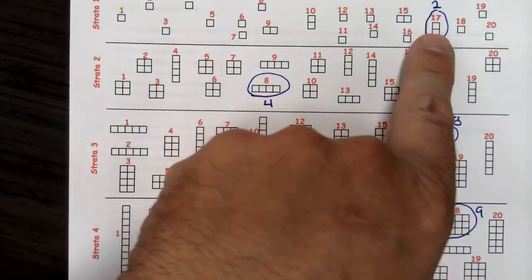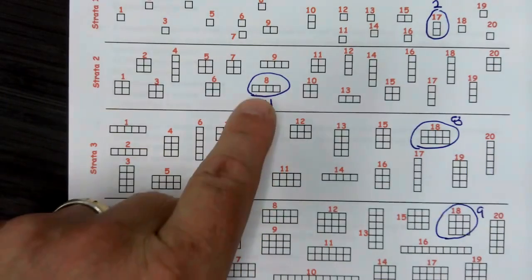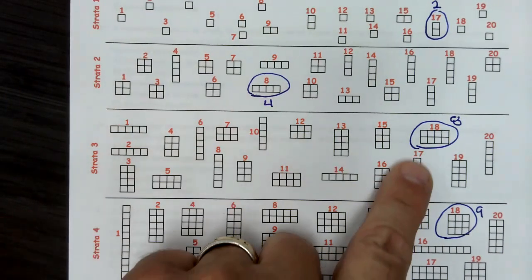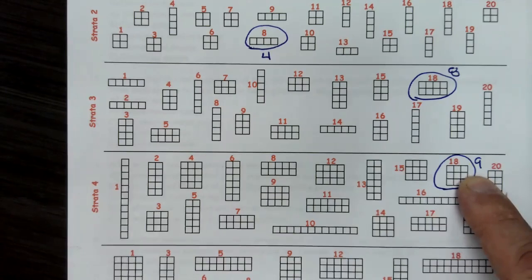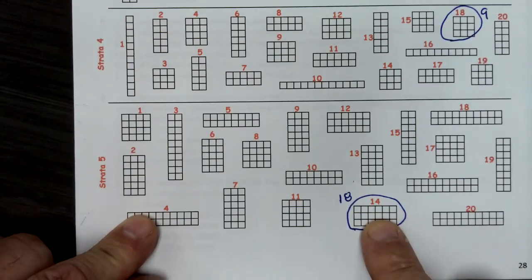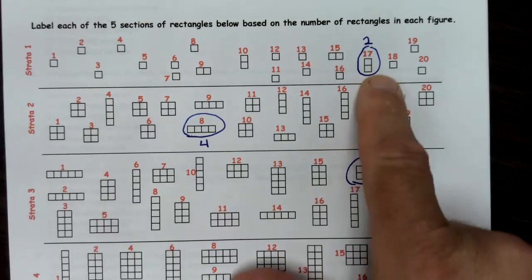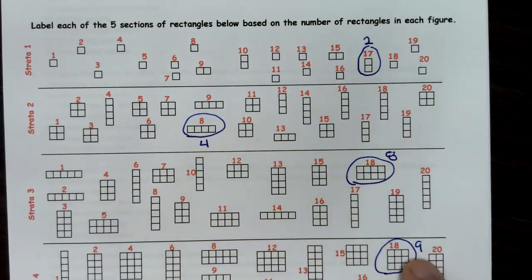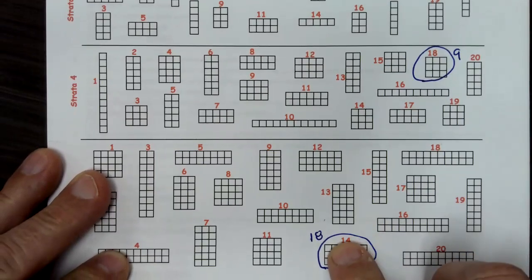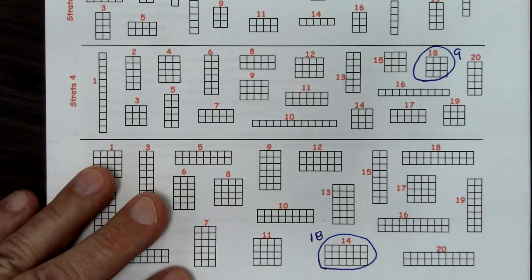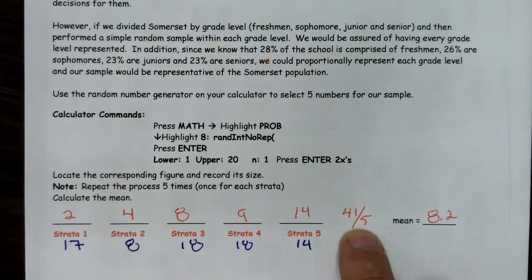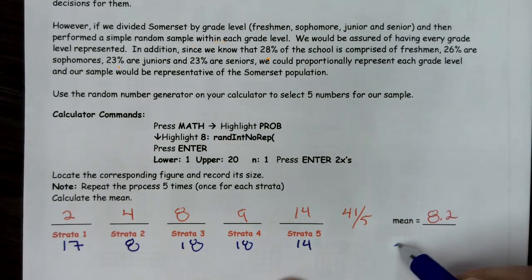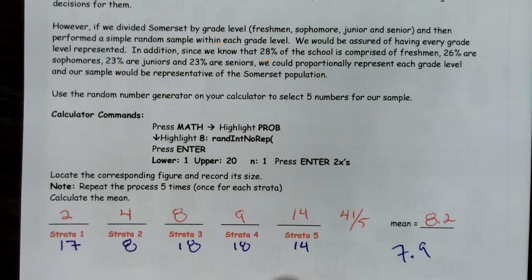And I got a value. In this case, I got 17. Then I did it again and I got number 8. Then I did it again and I got number 18. I did it again. I got a second 18, which was a surprise. And then on the last one, I got number 14. This one was a size 2, a size 4, a size 8, a size 9, and this one had a size 18. When I added those up, I ended up with 41, and 41 divided by 5 is 8.2. So basically, not exact, but pretty close to 7.9.